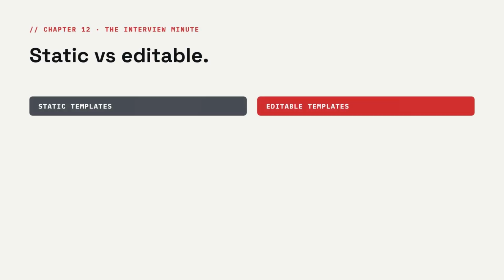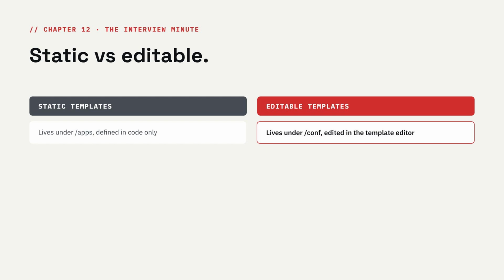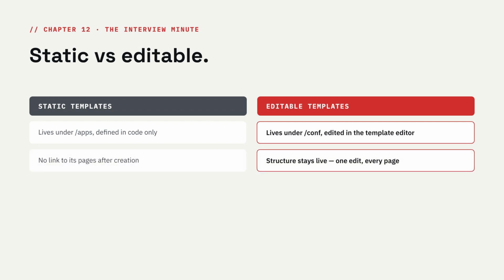One minute on history because it comes up in interviews. Editable templates. Everything we did today arrived with AEM 6.2. Before that, projects use static templates, nodes under slash apps, defined entirely in code, no template editor, no modes, no policies. The difference that matters, a static template has no live relationship with its pages. Once a page is created, the template is out of the picture. Change it and existing pages don't react at all.